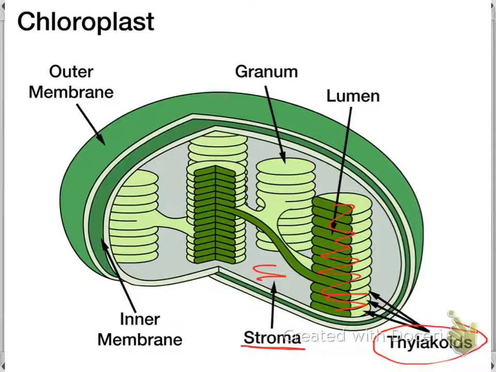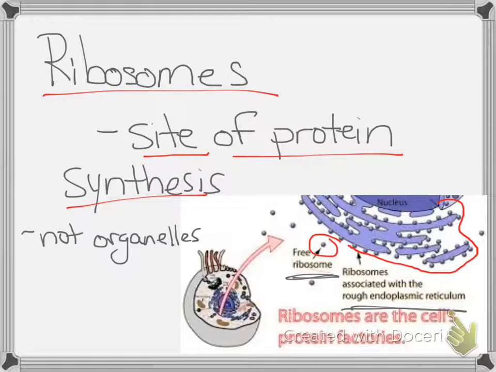You'll see that we have highlighted here the stroma and the thylakoids. This is where the two main parts of photosynthesis occur, and we'll get into that later on in Module 4. So again, I drew this on your paper as well.